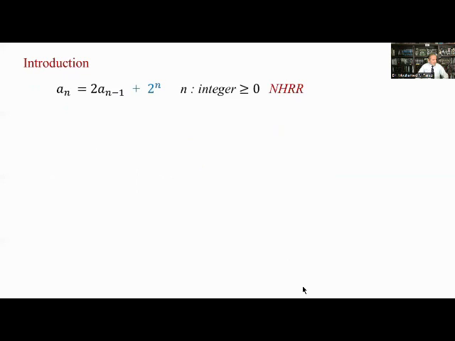Introduction. Let's take this non-homogeneous recurrence relation, a very simple one, and we're going to show that an equals n times 2 to the power n is a particular solution of this non-homogeneous recurrence relation. To show that, we just need to substitute in this non-homogeneous recurrence relation.